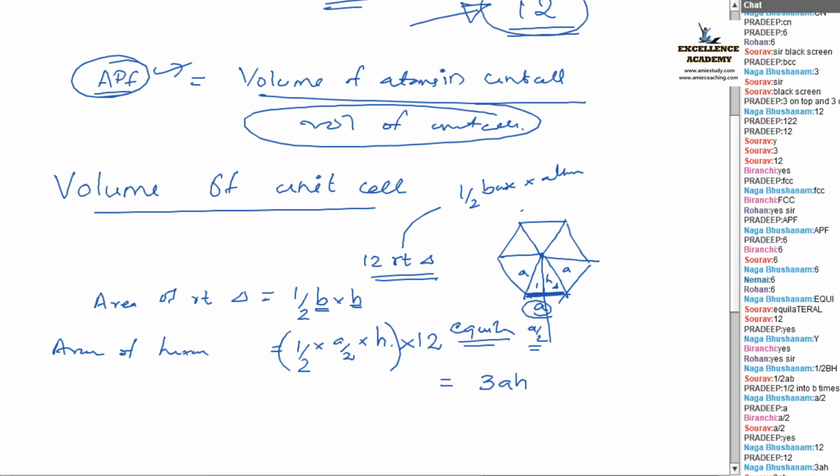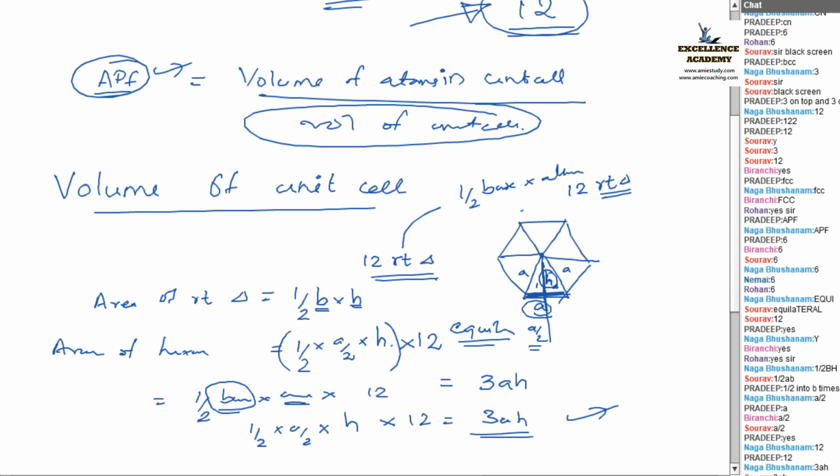Once again, we know that the area of the right triangle is half into base into altitude. Here we know that 12 right triangles are there. So I want to find out the area of the hexagon with the help of these right triangles. So that is half into base into altitude into 12. The total length is A, divided into 2 right triangles. Hence the base dimension is half into A by 2. The altitude, I assumed the height as h. So that is h into 12. Hence I got 3AH. Up to this clear to all?